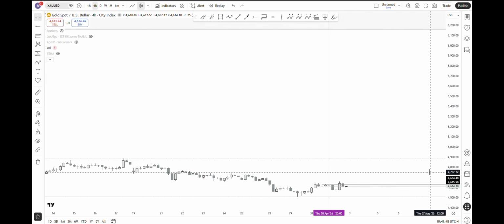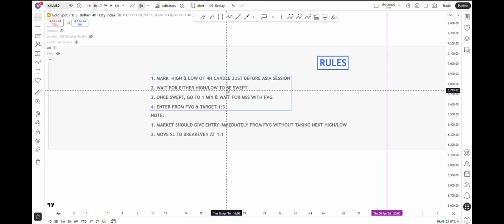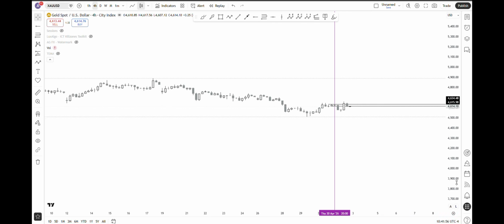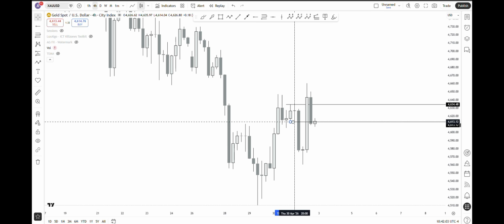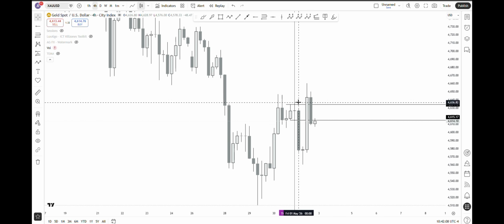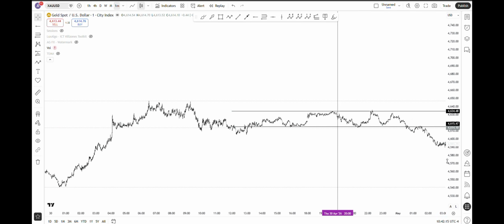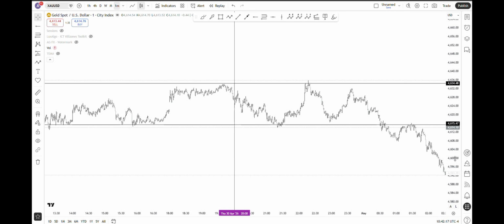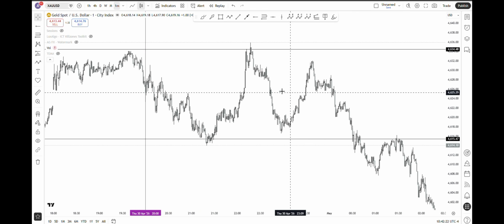After that, the second step says that we are going to wait for either the high or the low to be swept. So we are going to wait for the Asian session to start, and then we are going to wait for either the high or the low to get swept. Okay, and after sweeping out the high or the low, what we will do is we will move to the 1 minute time frame. So if you go to the 1 minute time frame, we can see that market came down and market first took out the low, and then it pushed higher and then took out the high.